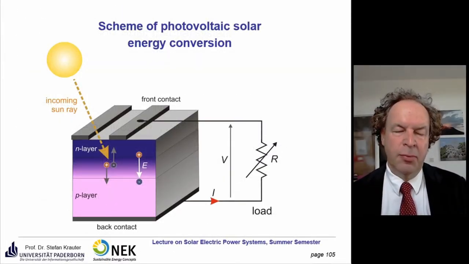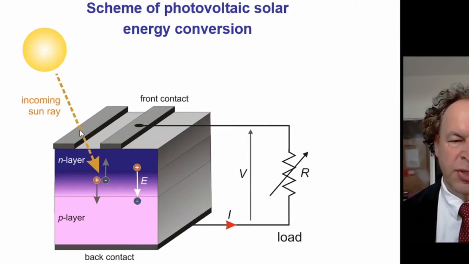The principle we see here, so we have the incoming sun ray. This is a flow of photons. These photons get absorbed by a semiconductor, and if the energy of a photon is enough to liberate an electron, this electron is transported along the electrical field to the load where it can be consumed.